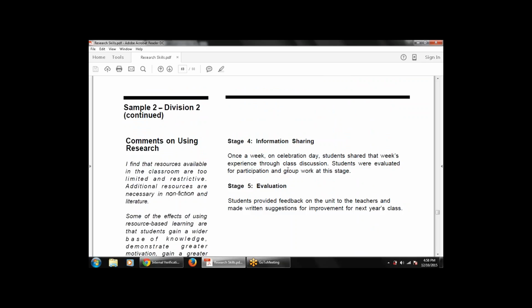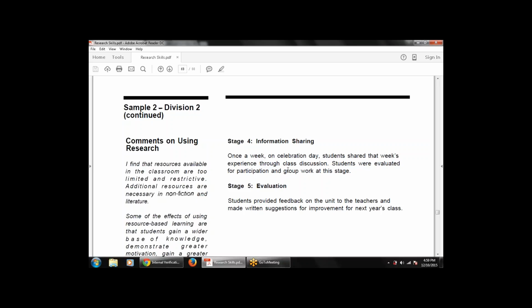Once a week on a celebration day, students share that week's experience through class discussion. With the help of the class discussion, students can share their views and their information from the week's experience, and the students were evaluated for participation and group work at this stage. It is the student's responsibility to do the participation and the group work at this stage.